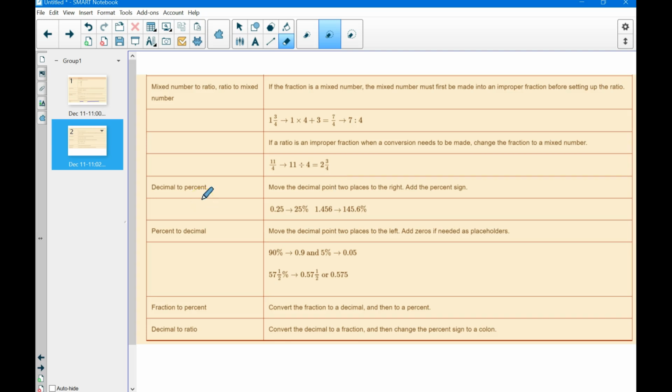Decimal to a percent. We said move the decimal place 2 places to the right. That's the same as multiplying by 100. So I have 0.25. Move the decimal 2 places to the right. I get 25%. Percent to a decimal, it's just the opposite. We have 90%. Move the decimal 2 places to the left. We get 0.9.